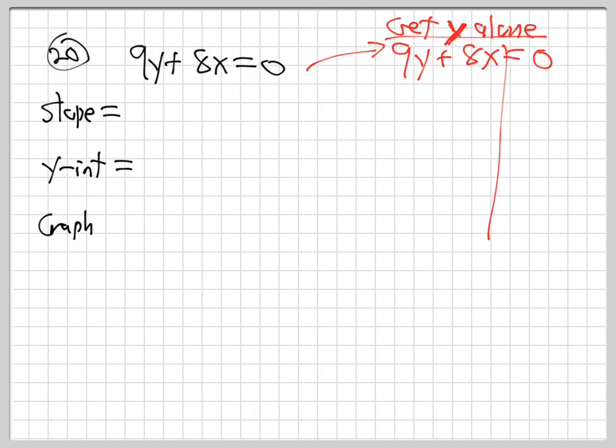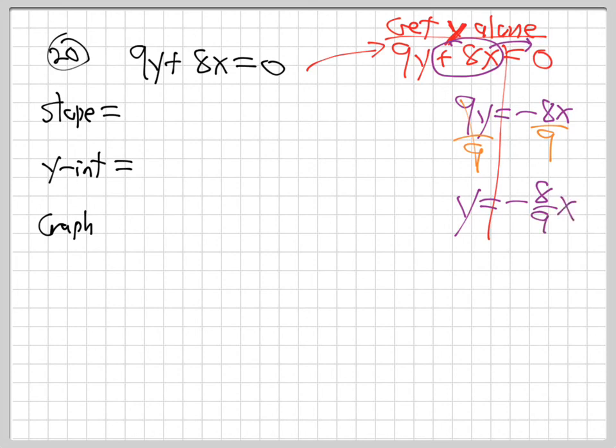Get y alone. So to get y alone, we just grab the 8x and jump him to the other side. And last step, divide by the 9. So y is minus 8/9 x. Good? So we got y alone there. So what's the slope? This is the slope. So slope is minus 8/9.